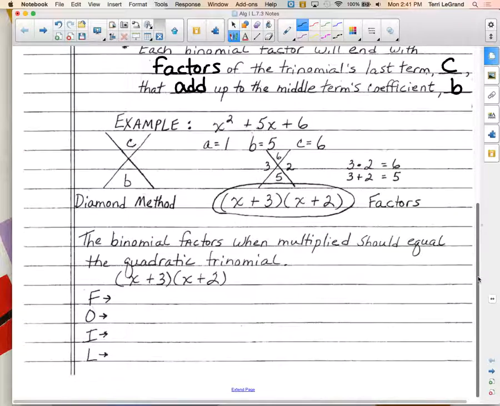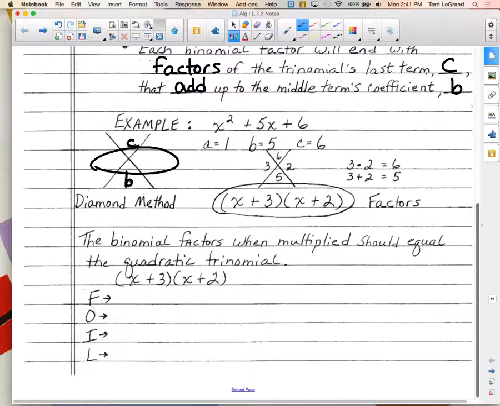So I have an example here for us. And here's what we need to be able to show. We're going to use the diamond method to help us. C is going to be up here, whatever the c is from the trinomial. The b is going to be down here. We're going to be looking for those 2 numbers.